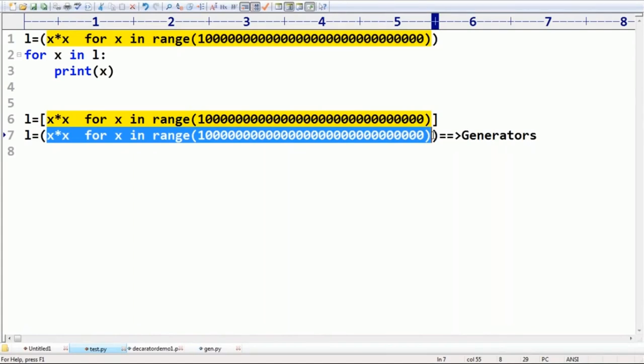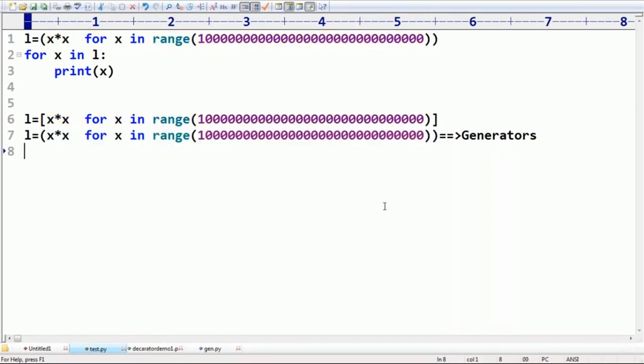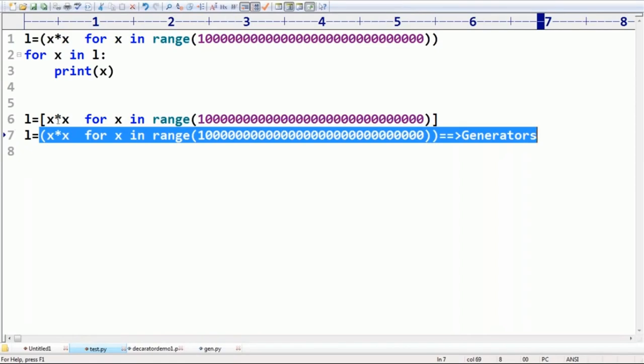Just if you ask, only then the value is going to come. Only then the value is going to be evaluated. It's going to come, sir. So if you want to handle a huge amount of data, it is highly recommended to go for this generators concept, but not recommended to go for this concept.